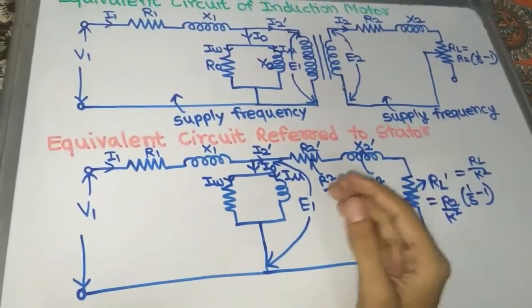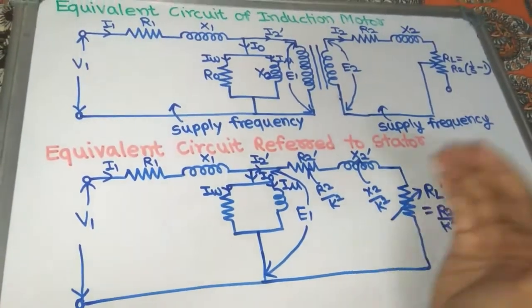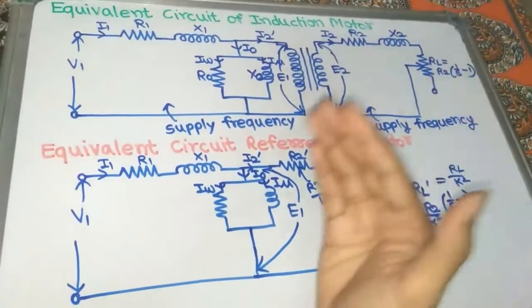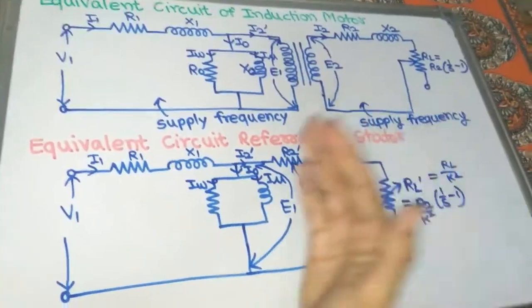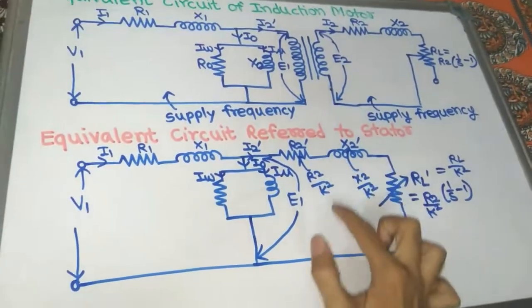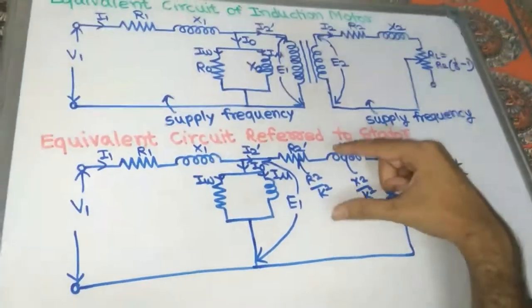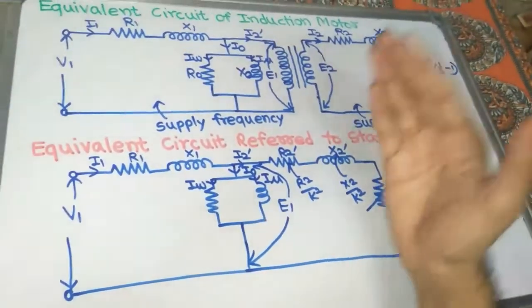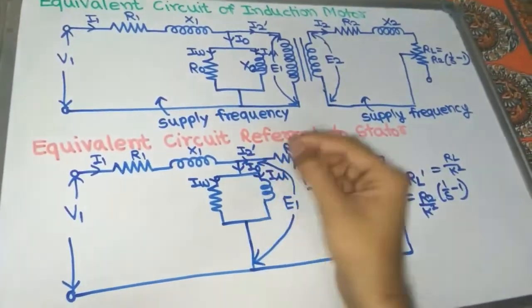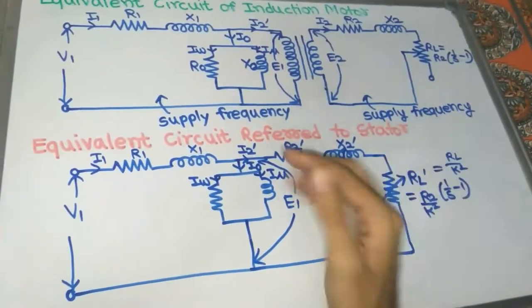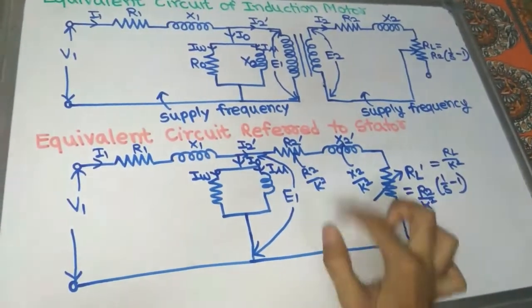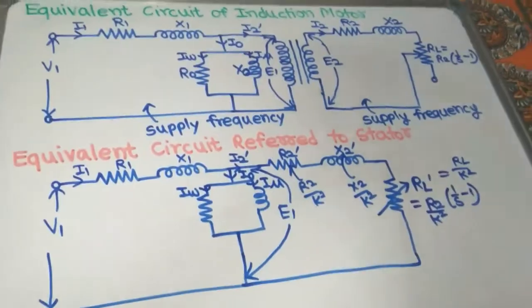Okay. And what about the rotor induced EMF of secondary winding with respect to stator, meaning primary winding? It is E2 by K. Here we get the rotor induced EMF per phase, which equals E2 by K if we have to draw the equivalent circuit referred to stator. So here E2 by K is also drawn.